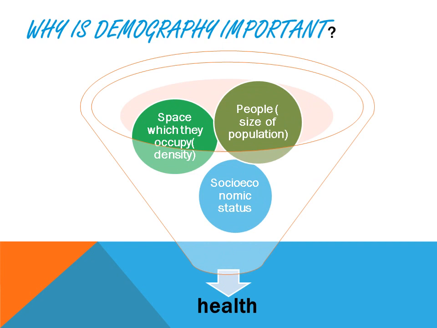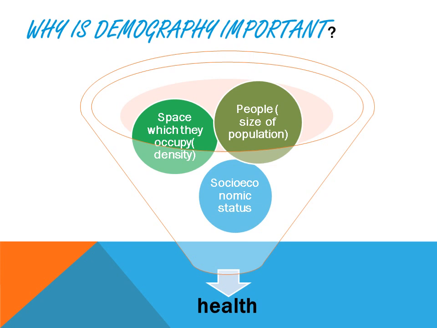Because we know that the health of a population or health of people depends upon the relationship between the space they occupy, that is density, the size of a population, that is the number of people living in an area, and the social economic status of that population. This is very important. These are the basic determinants of health if we talk about the social determinants of health.